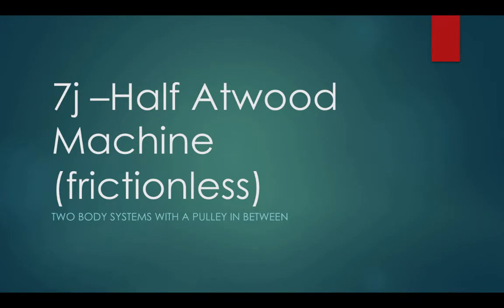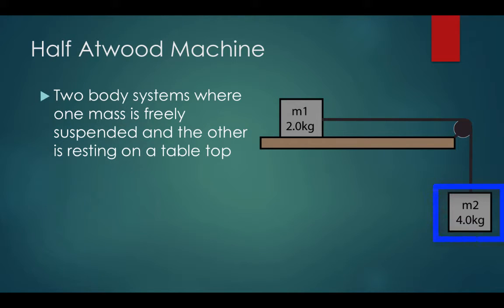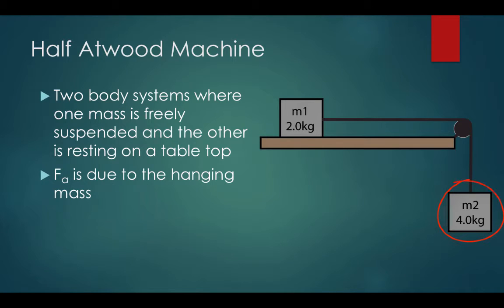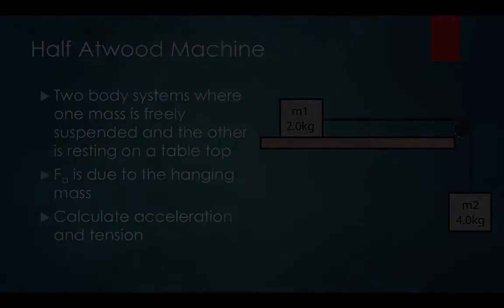Lesson 7J, half Atwood machines with no friction. An Atwood machine is a two-body system with a pulley in between the two masses. A half Atwood machine is a pulley device that has one mass suspended while the second is resting on a supportive surface like a table. Recognize that the force applied is due to the hanging mass. We will be looking to calculate acceleration and tension in grade 11.